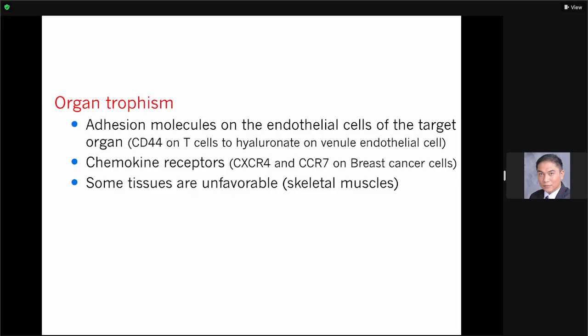So for organ tropism, nabanggit na natin yon, yung skeletal muscles, hindi sila favorable na site for colonization ng cancer cells. Ano pa yung pwede mag-affect ng organ tropism? Adhesion molecules on endothelial cells of target organs. Adhesion molecules and chemokine receptors like CXCR4 and CCR7 on breast cancer cells.